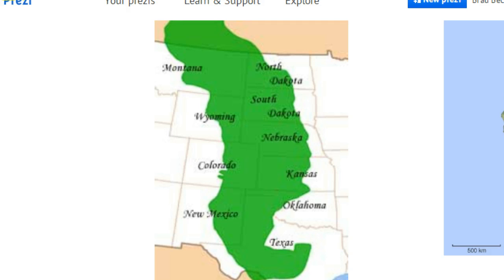Here we're looking at another map showing the Western Plains, the drier portion, which had some farming in it, particularly in the eastern side, and a lot of cattle raising in the western side. Notice, as we'll see in the next slide, the western boundary of the plains is where the Rocky Mountains start.